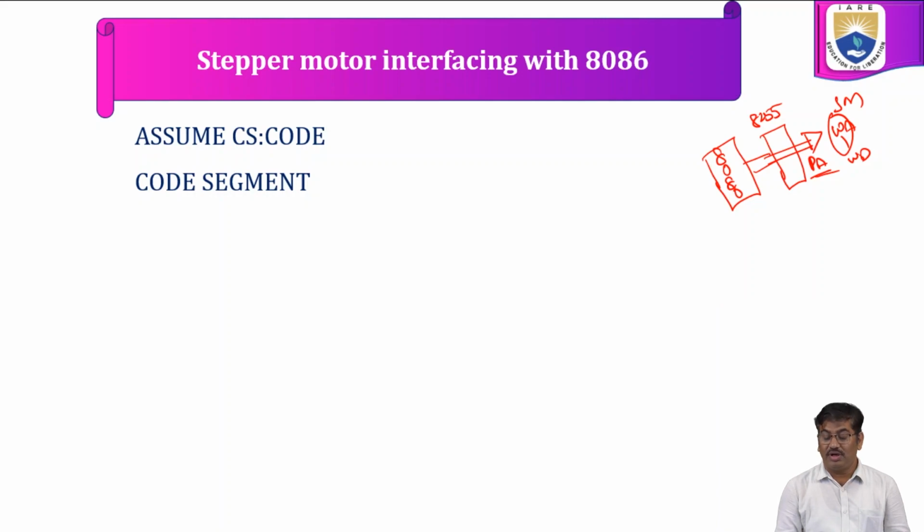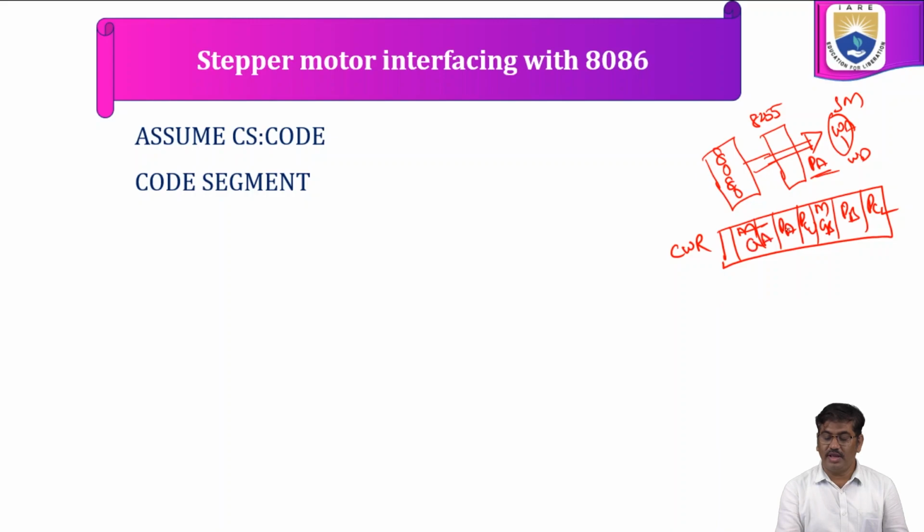When writing the program, first we need to find out the control word register of 8255. The control word register of 8255 is: this is port C lower, port B, mode for group B, port C upper, port A, and these are the mode for group A. The MSB is 1.